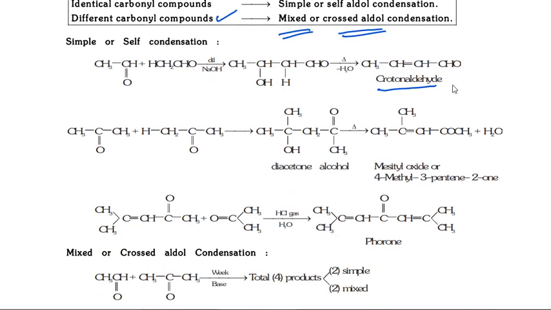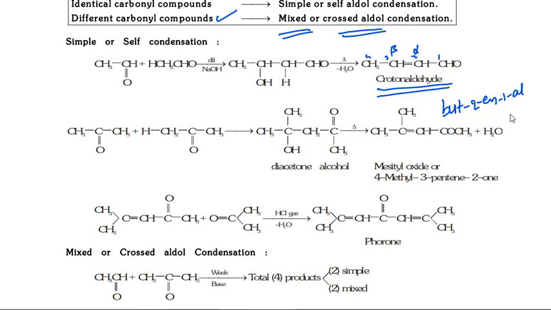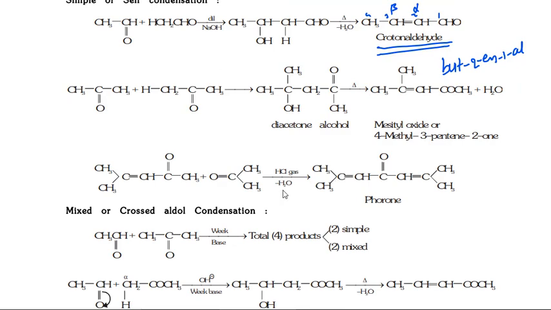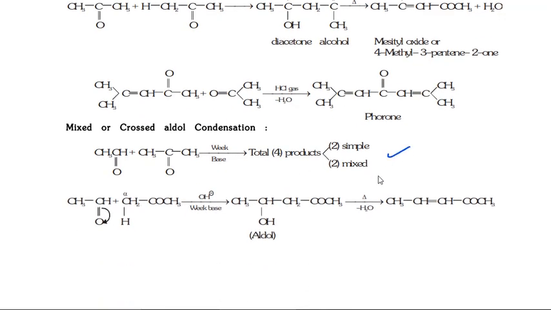So the name: this is crotonaldehyde, the common name. Alpha beta unsaturated carbonyl compound is the general name. The IUPAC name: numbering 1, 2, 3, 4, so butanol, I will write it here. Total 4 carbons, the ene is at the second position, so 2-ene-1-al. Then crossed aldol, we already discussed.